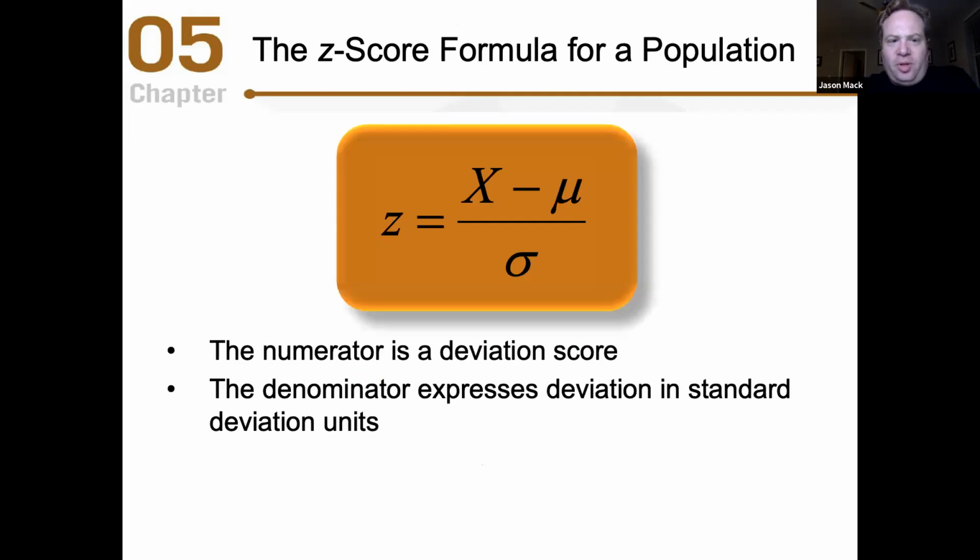So this is your formula. z is equal to x minus the mean over sigma, or the standard deviation. So z is equal to x, or the value, minus the mean over the standard deviation. The numerator is the deviation score. The denominator expresses deviation in standard deviation units. Remember that z-scores identify a specific location of a score in terms of deviations from the mean and relative to the standard deviation.